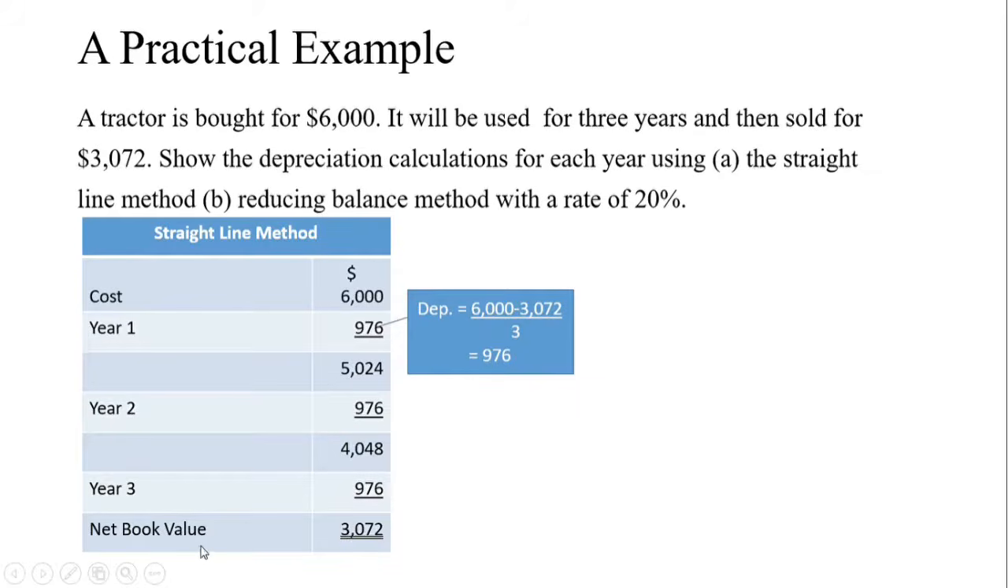Now that is what we call the net book value. So at the end of year 3, the value of the asset will be $3,072. So you can sell it back now for $3,072.